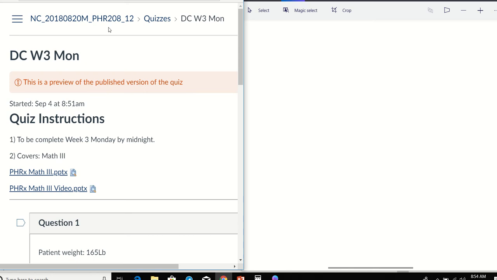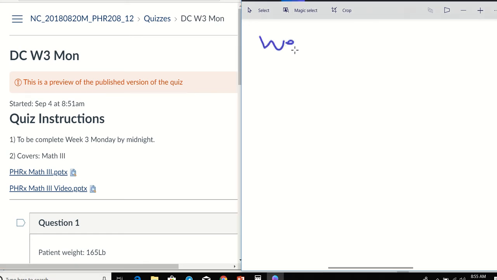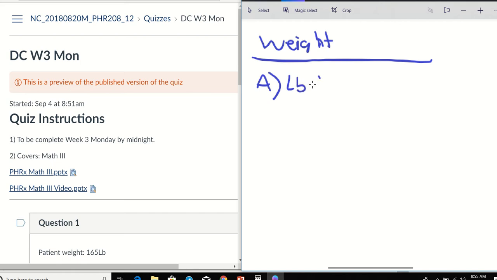All right, Pharm 208, this is week 3, Mondays, DC. Got some questions on this, and it is weight dependent dosing. So anytime you're doing weight, there's going to be 4 steps. Step A, you're going to take the pounds and divide by 2.2, and that's going to give you kilograms. Very good.